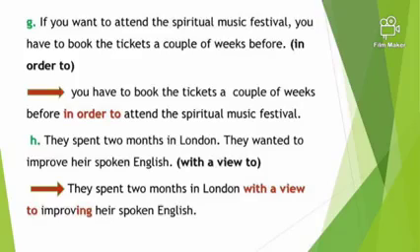H. They spent 2 months in London. They wanted to improve their spoken English. Here we use with a view to. They spent 2 months in London with a view to improving their spoken English. So here we use with a view to plus verb with ing, which is a gerund, improving. Okay?